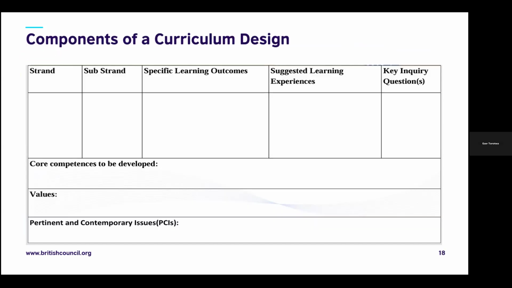In these components of a curriculum, the strand basically is a broad category or a domain within a curriculum design that represents a major area of learning. Basically, strands typically encompass a group of related knowledge, skills, and attitudes. In the 844 system, this strand was referred to as the topic. The strand is what was being referred to in the previous curriculum as the topic.